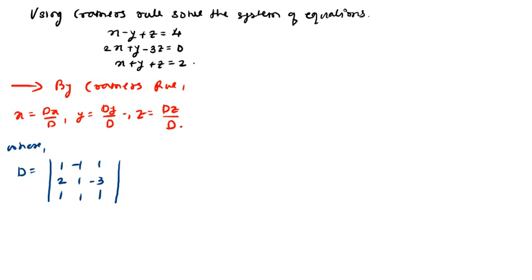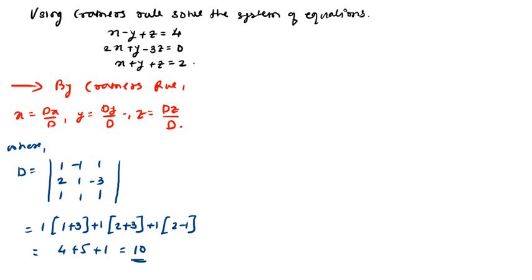Solving this determinant, this will be 1 into 1 plus 3, minus 2 into minus 1 minus 1, plus 1 into 2 plus 3... plus 1 into 2 minus 1. So this will be 4 plus 5 plus 1, which is equal to 10. Once you get the value for D, you will calculate the value for Dx.